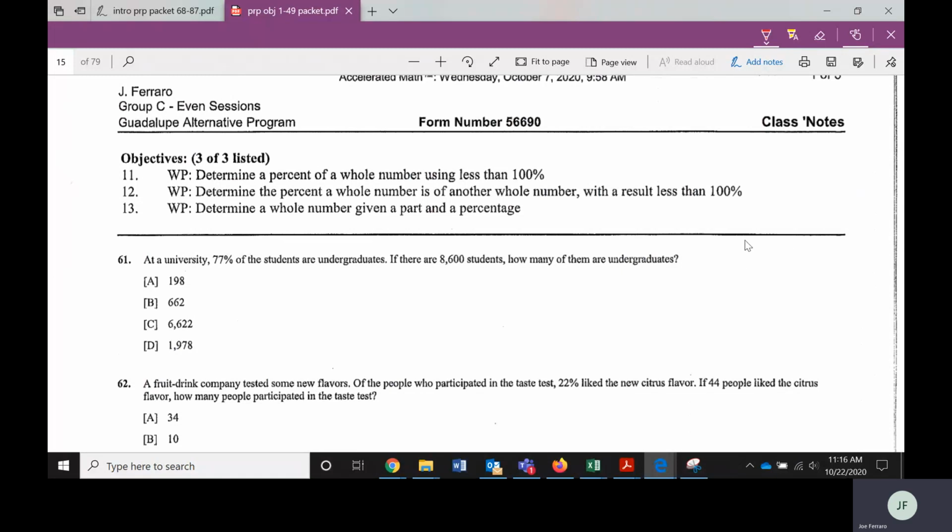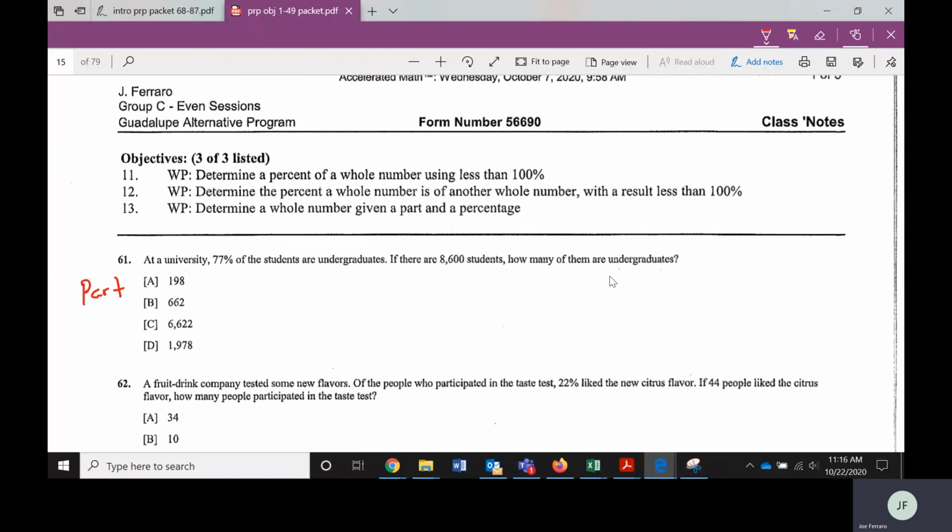So sometimes people can just look at this and understand and say, oh, it's 77% of this. These are all the students. Undergraduates are part of the students. And that's what we're looking for, the undergraduates, and that's part of the students. So we are looking for the part.